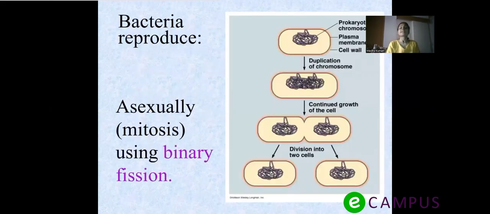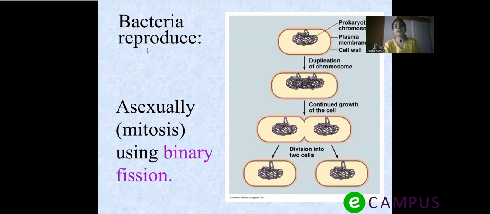How will the bacteria reproduce? How will these gram-negative bacteria reproduce? Bacteria reproduce by an asexual method, by mitosis-like division using binary fission. For example, the doubling time of E. coli is 20 minutes. After each 20 minutes, the number of E. coli will double from the initial number, right?